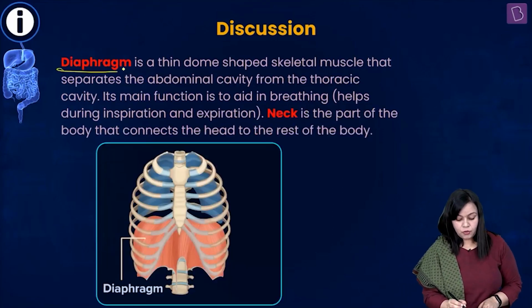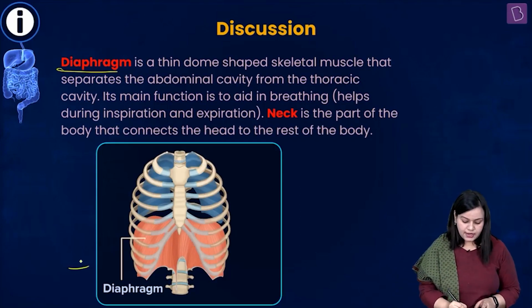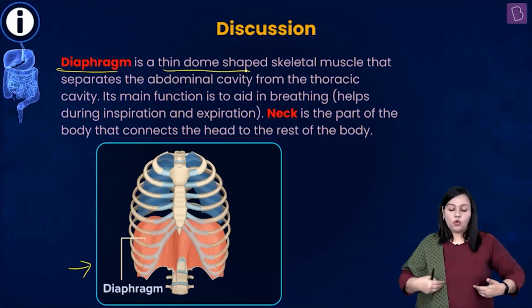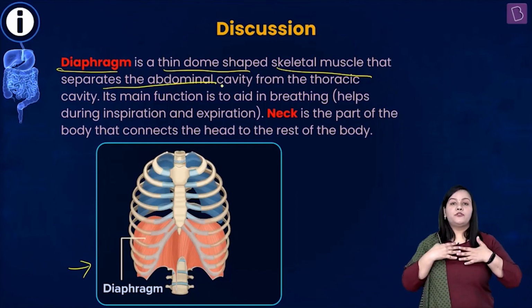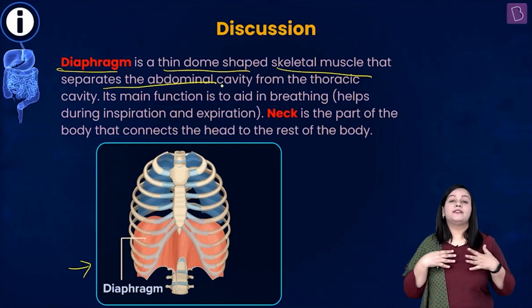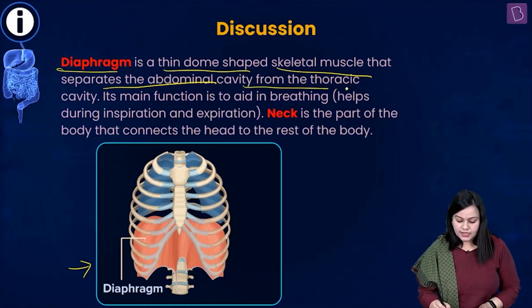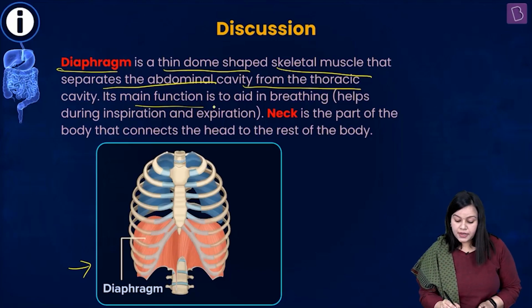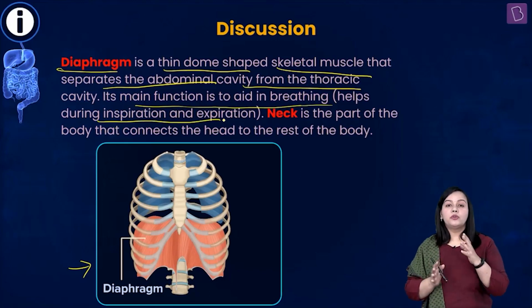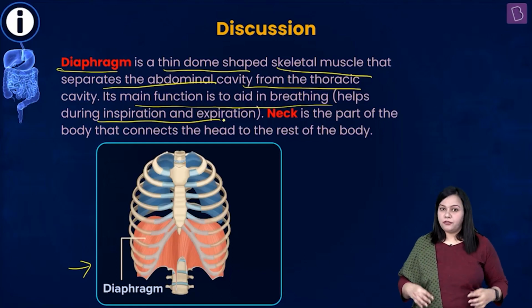Next, the diaphragm was another incorrect option that was given. What is the diaphragm? As you see in this image, yes, the diaphragm is basically a thin dome-shaped skeletal muscle that separates the abdominal cavity from the thoracic cavity. Okay, the thoracic cavity is where all your lungs, heart, etc. are lying. So the separation of the thoracic cavity from the abdominal cavity is happening with the help of the diaphragm. Its main function is to aid breathing. It helps during inspiration and expiration. So this whole thing basically happens due to contraction and relaxation of the diaphragm muscles.